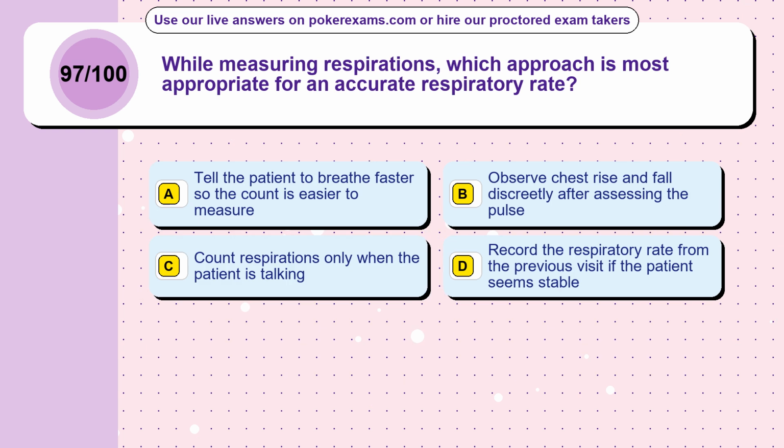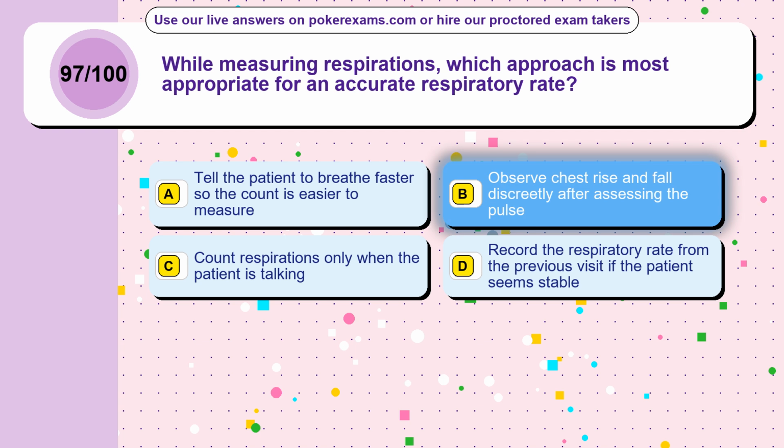Question 97. While measuring respirations, which approach is most appropriate for an accurate respiratory rate? Option A. Tell the patient to breathe faster so the count is easier to measure. Option B. Observe chest rise and fall discreetly after assessing the pulse. Option C. Count respirations only when the patient is talking. Option D. Record the respiratory rate from the previous visit if the patient seems stable.